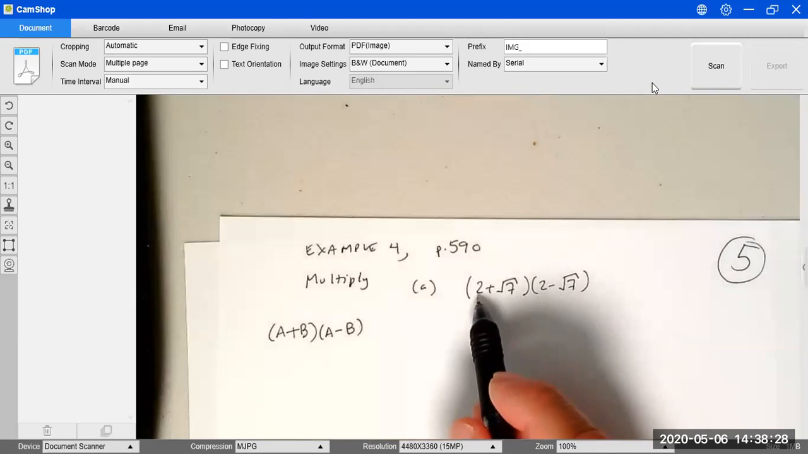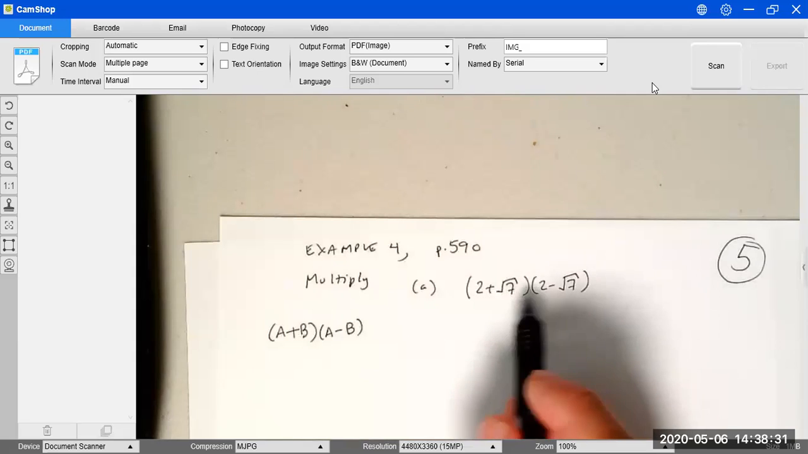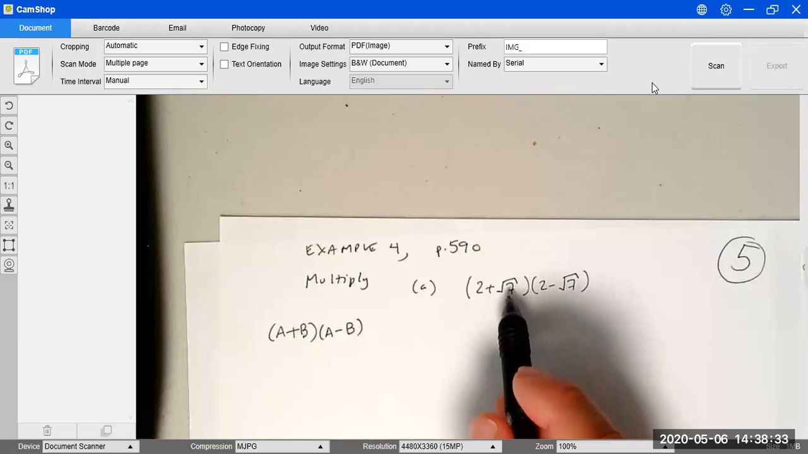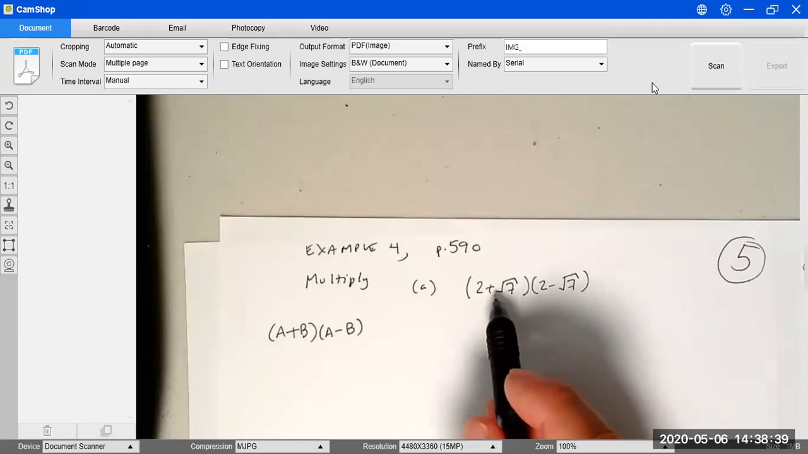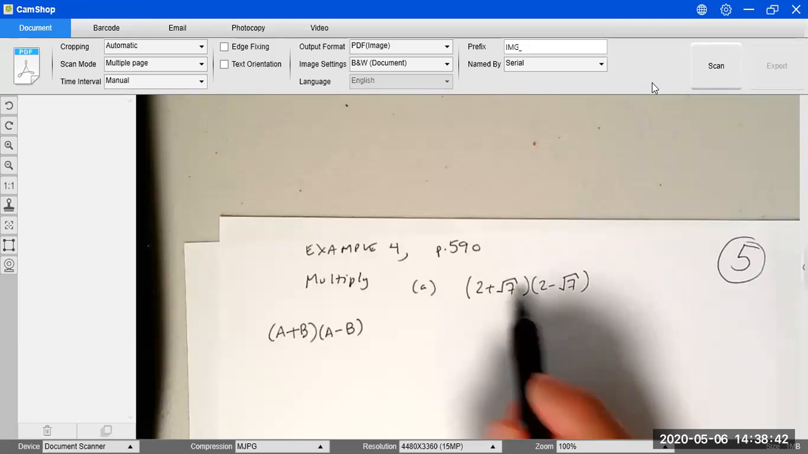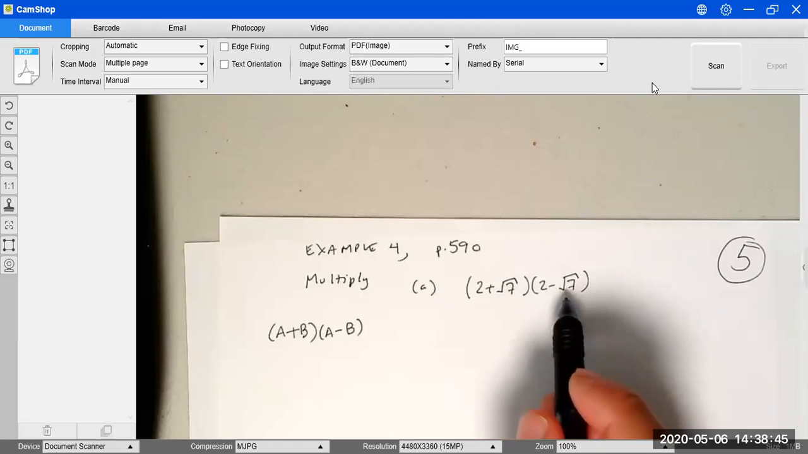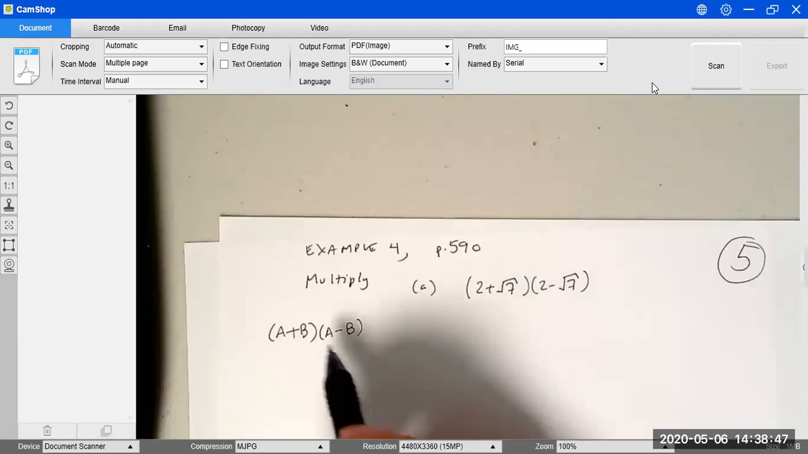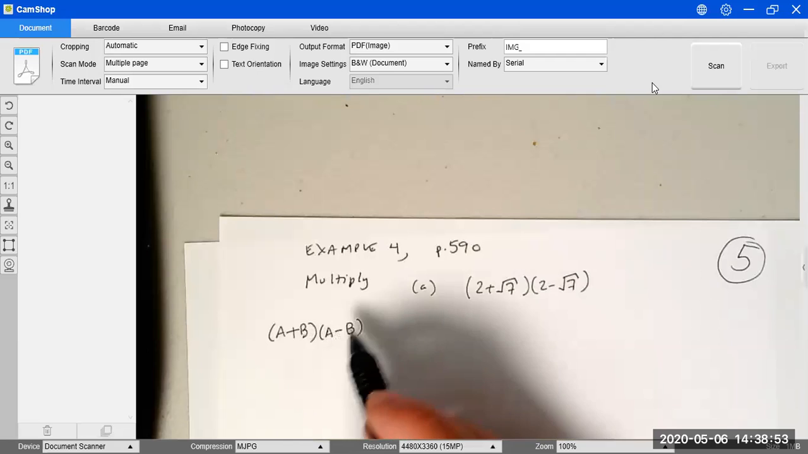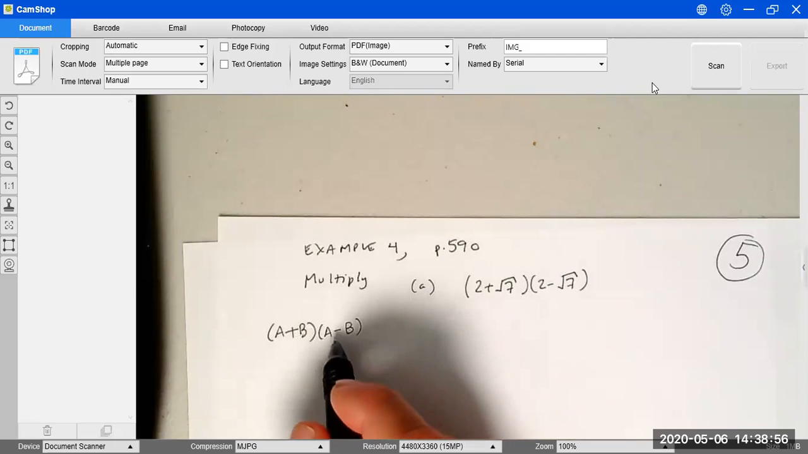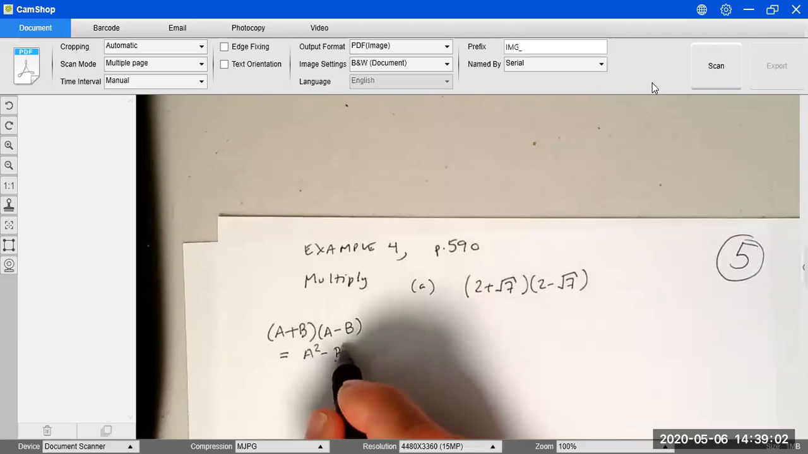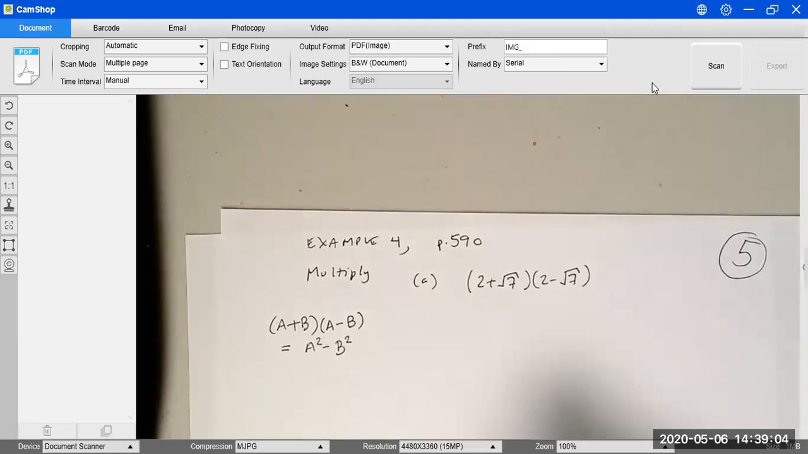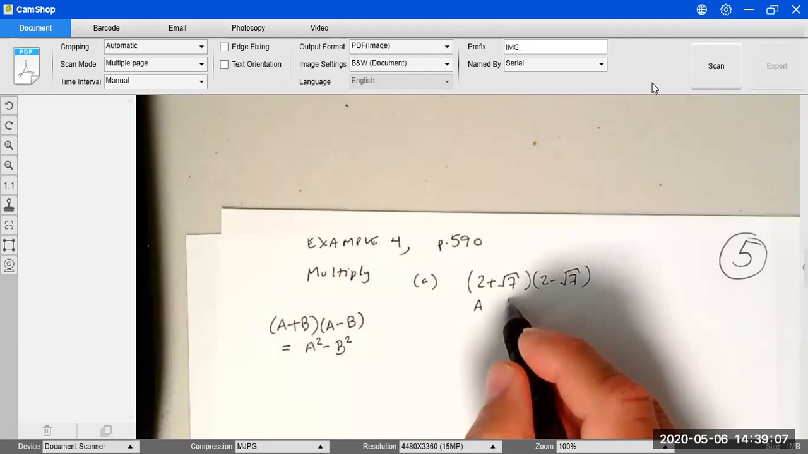So the first term is the same for both radical expressions, and the second term is one that just differs in the sign. In the first case I have a positive radical 7. In the second case I have a negative radical 7. So this is my case where I have the product of two conjugates, or the product of the sum and the difference. So a plus b times a minus b. If you remember, this is going to be a squared minus b squared. So that's what we're going to do. This is my a, this is my b.